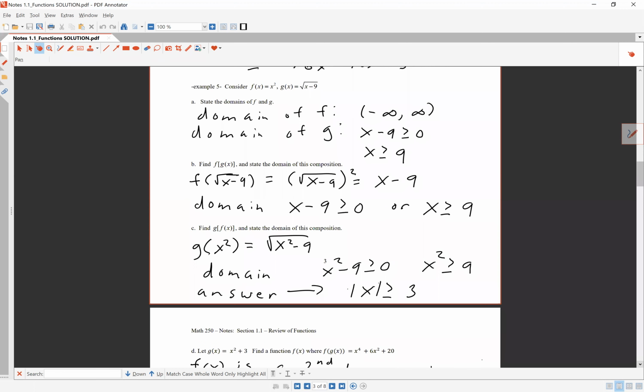Let's compute g of f of x. So f of x is x squared, and wherever you see x, you replace it with the square root of x minus 9. So it's the square root of x minus 9 quantity squared. You get x minus 9. But the problem is, okay, what's the domain?